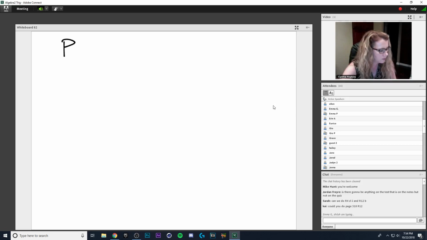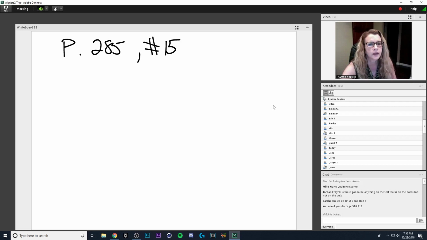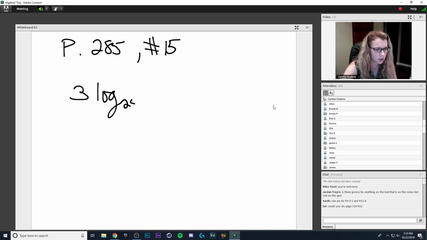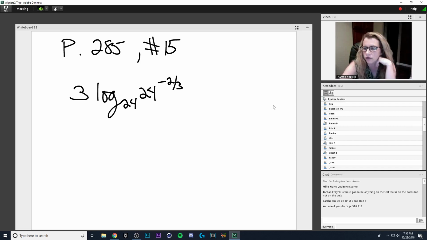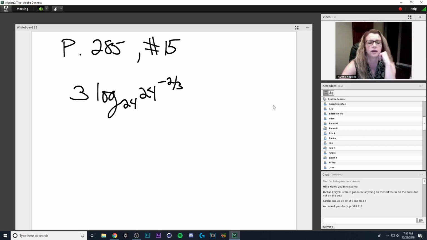So this is what I call the tricky looking problems that end up being easy, but only if you know your definition of logarithm and properties of logs. Let's see, we said number 15. Yeah. It says simplify the expression. Here's the expression: 3 times the log base 24 of 24 raised to the negative 2/3 power. There's a lot going on there. The 3 in front is just a numerical coefficient. I'm not going to do a thing with that right now.